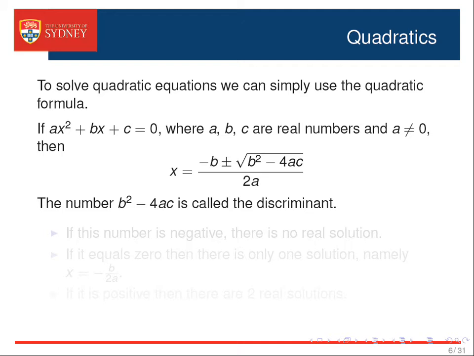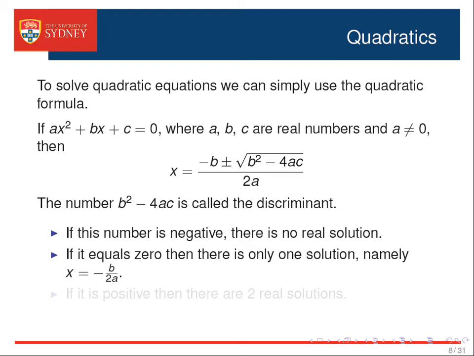What we see in the square root is called the discriminant. This can help to determine the number of solutions of the quadratic equation. If the discriminant is negative, then there is no real solution. If it is 0, then there is exactly one solution, which is minus b over 2a. If it is positive, there are two distinct real solutions.